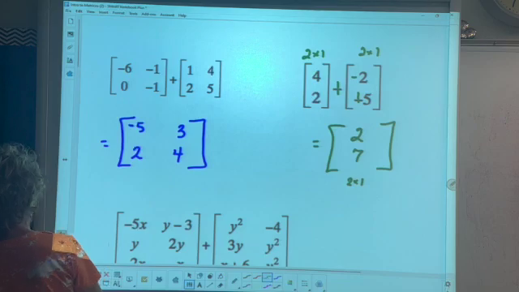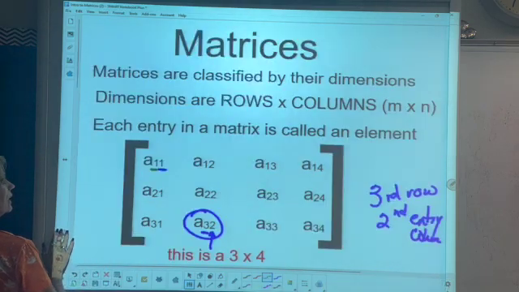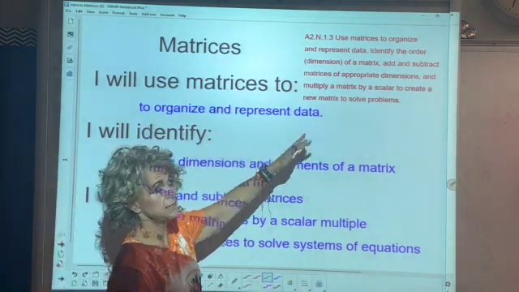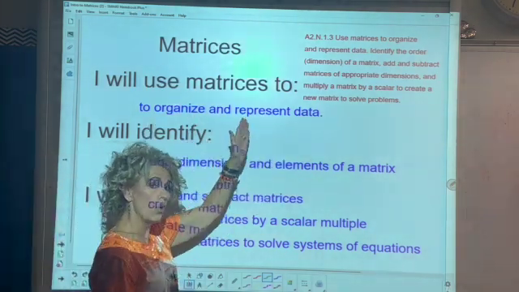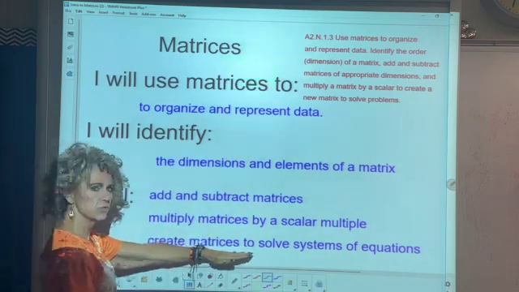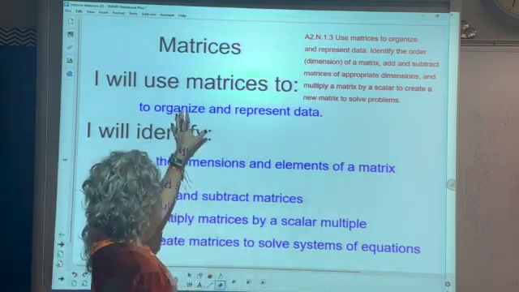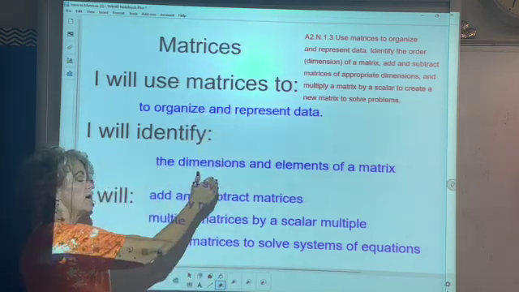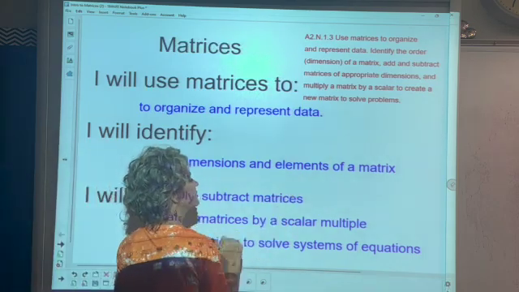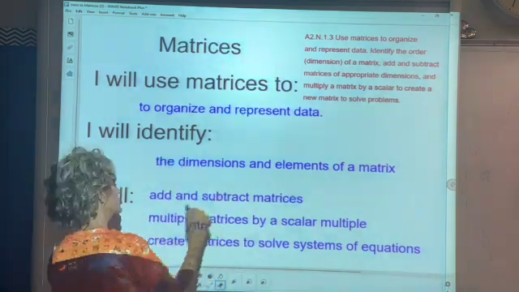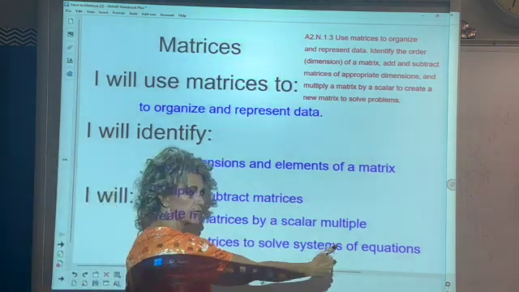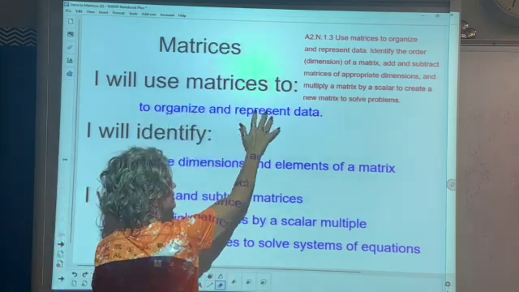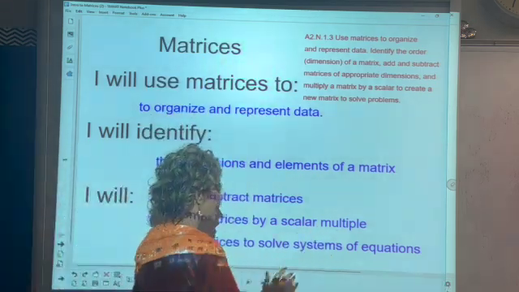So I do want to go back, and we're going to reiterate, okay? We will use matrices to organize and represent data. We're going to create our own matrices later. We'll create matrices to solve systems of equations. So we will learn to organize data there, okay? We will identify the dimensions. We've already done that. Identify the dimensions and the elements of a matrix. I will add and subtract matrices. I will multiply matrices by a scalar multiple. So we've done all that. The only thing that we haven't done is organize and represent data and create systems to solve.